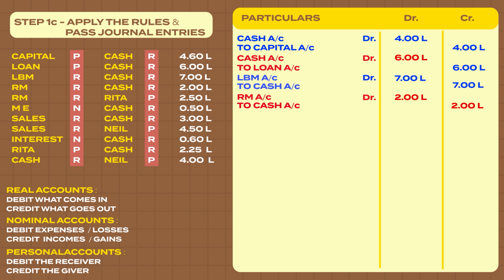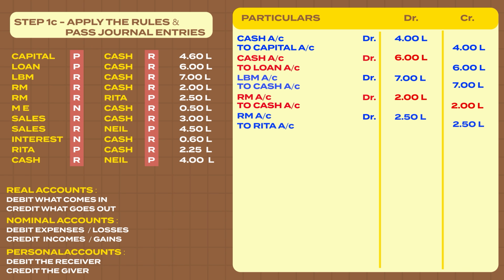When you purchase raw materials from Rita, two account heads, raw material and Rita. Raw material, real. Debit what comes in, so raw material account debit. So far as Rita is concerned, debit the receiver, credit the giver. She's the personal account. She's the giver in this case, so credit Rita. And therefore in English, Rita will be called the creditor of this company. And why is she called a creditor? Because while passing the journal entry, we said Rita account credit.